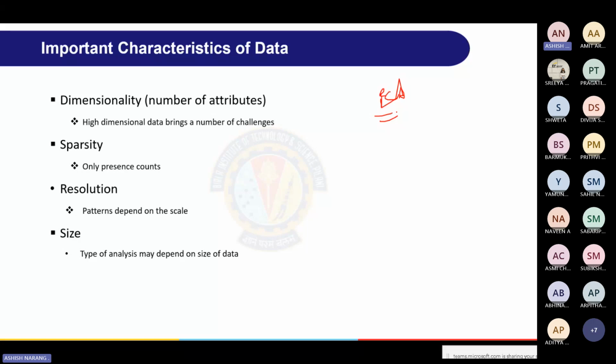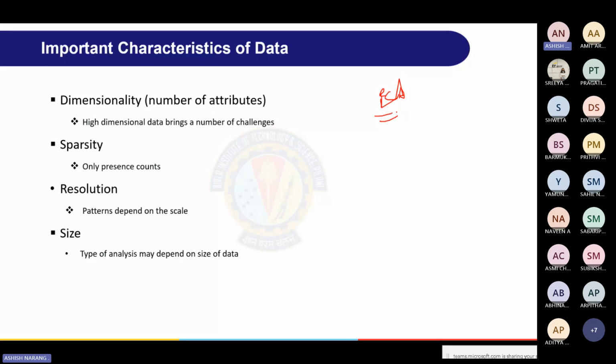Then comes sparsity. My data may be sparse. Look at the classification problem. Let's say data has, okay, this person has a particular disease X, and this person does not have that particular disease X. Maybe people who have the disease are very few in number, while the people who do not have the disease are very large. So maybe I have 1,000 records, 900 do not have the disease and 100 do. That's a kind of sparsity I have.